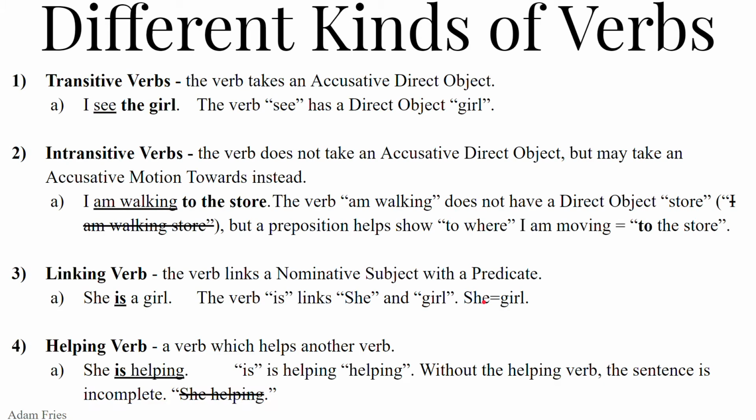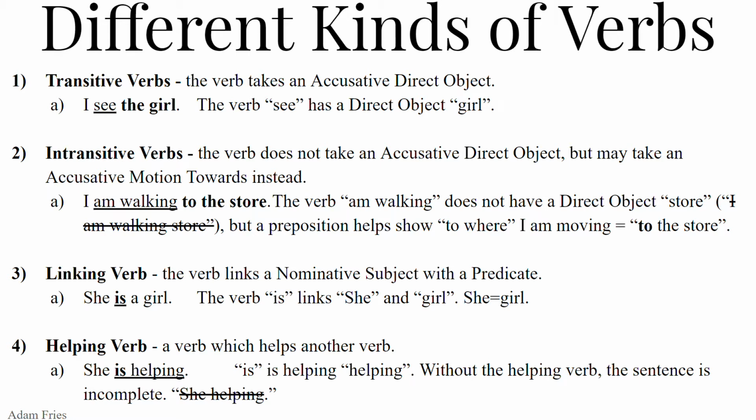Let's talk about different kinds of verbs. There are 4 different kinds of verbs. So 4 different ways to show action, being, existing, doing. So the first one, number 1, transitive verbs. So that means that the verb, the transitive verb, will take an accusative direct object.